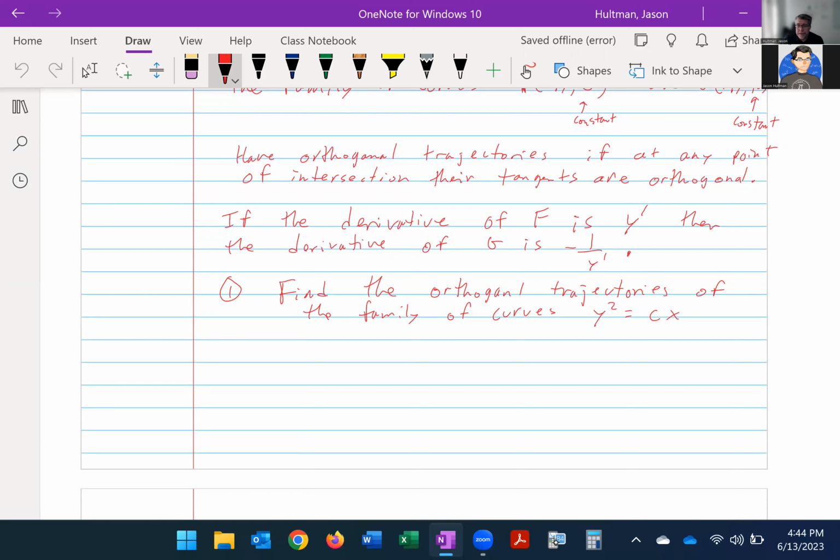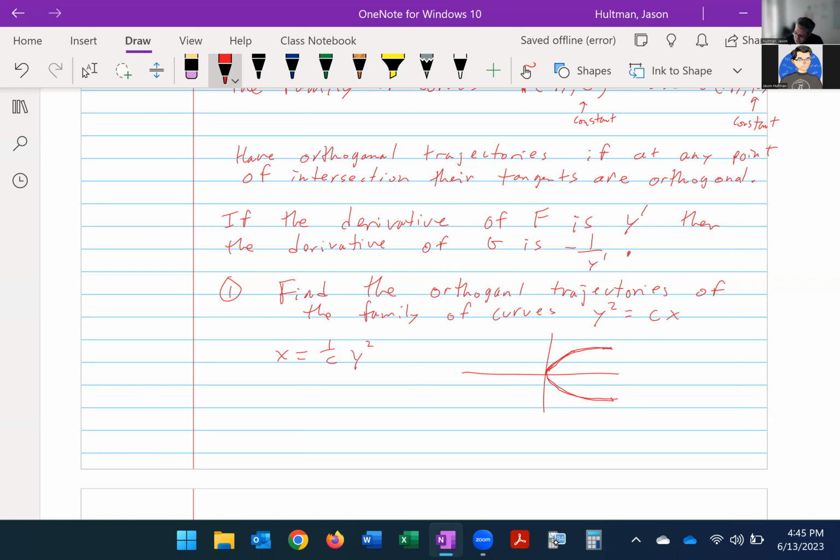What do these curves look like? Well, if I solve this for x, I get x equals 1 over c times y squared. This is a family of parabolas, parabolas that go through the origin and are oriented along the x-axis. The c will dictate whether it's wide or narrow. If c was 1, we would get our kind of normal parabola. I'm not too great at drawing parabolas, but you get the idea.